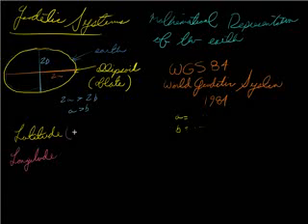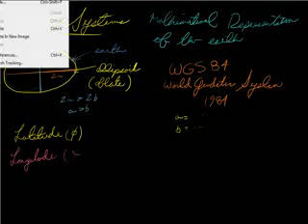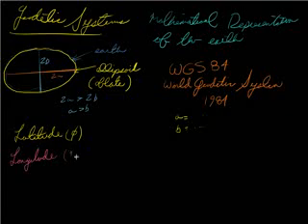Alright, latitude is usually represented as phi, and longitude is represented as lambda. Oh, that was a bad lambda. Let me try that again. Lambda is like that, kind of.